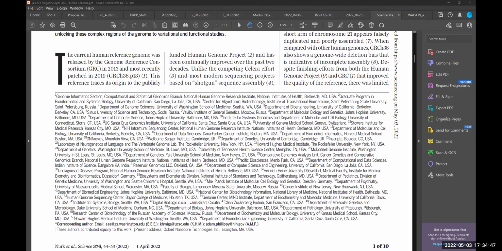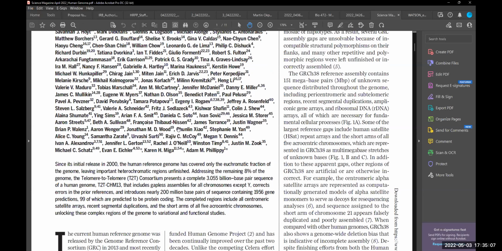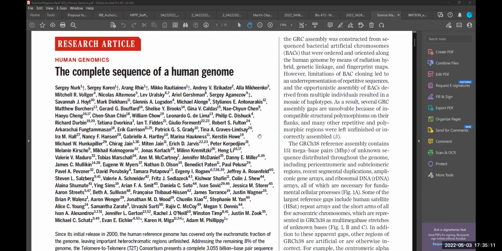This paper came out on April 1st, 2022. It's not a joke, it's serious, April 1st. So April 2022, 1st April, and fast forward from 1953, when the structure of DNA was discovered. This paper shows the complete sequence of the human genome.